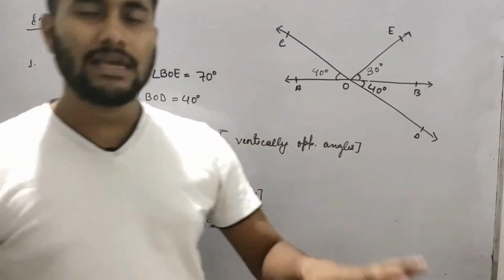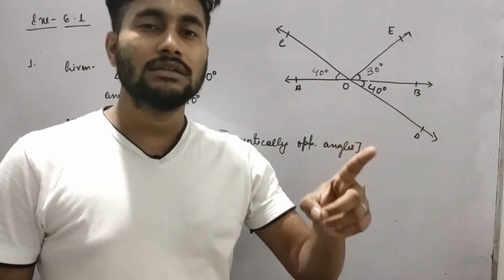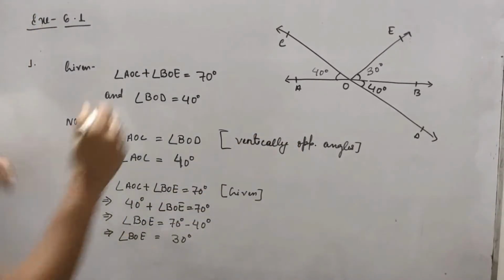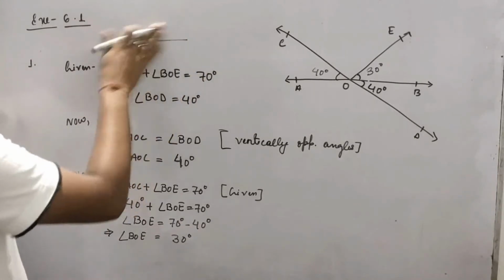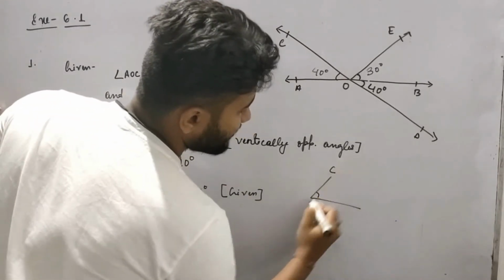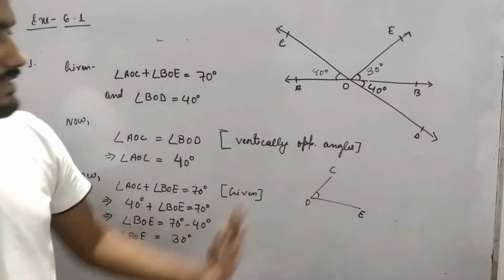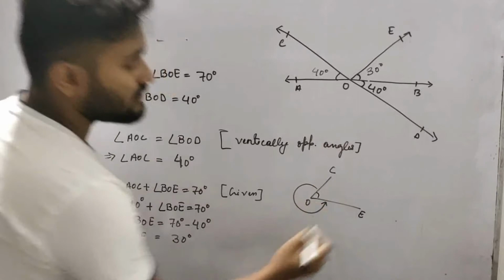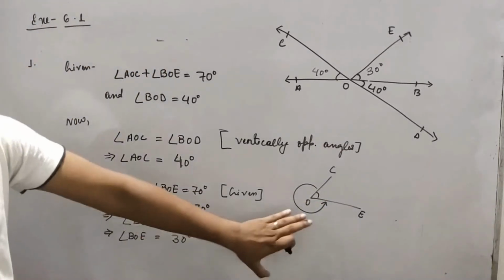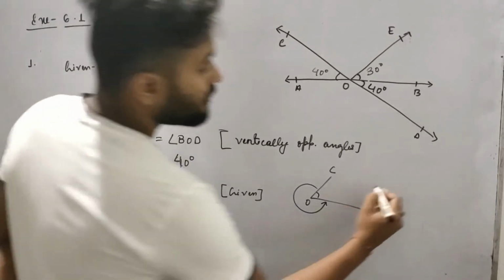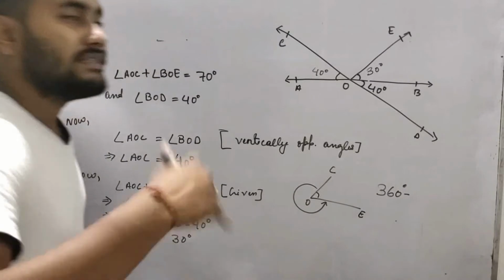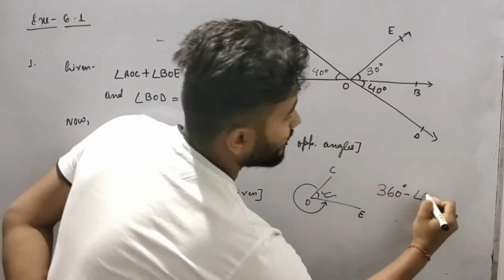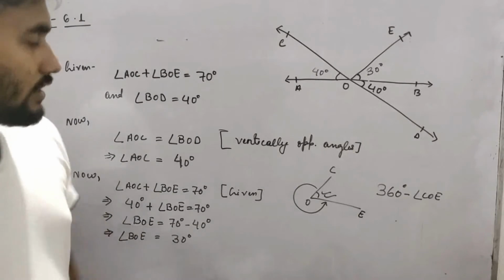So if you have to find reflex angle COE, it will be 360 degrees minus angle COE. Say, for example, I draw this marking as angle COE. This is reflex angle COE. If you have to find reflex angle COE, you do 360 degrees minus this angle, that is, angle COE. Understood?